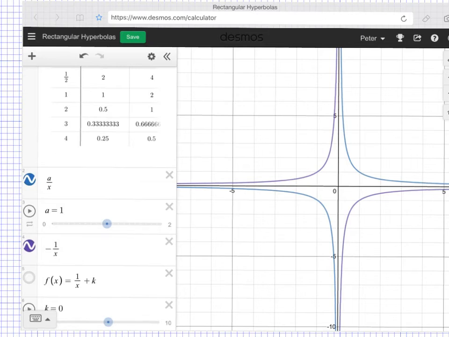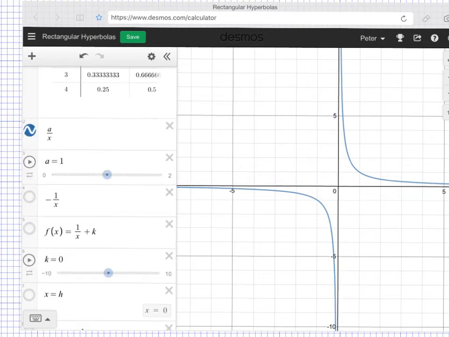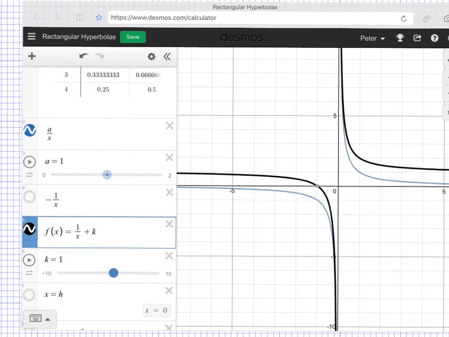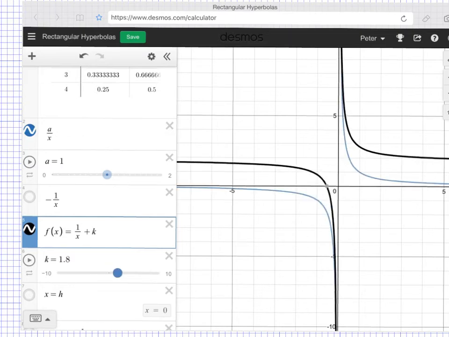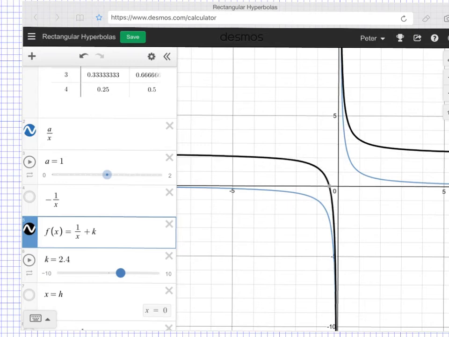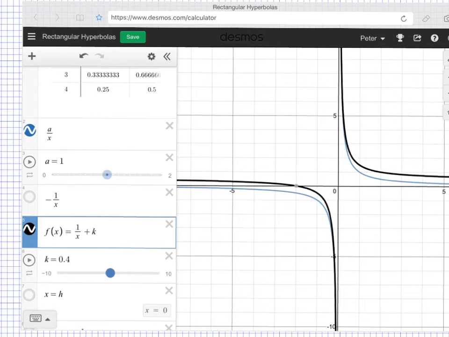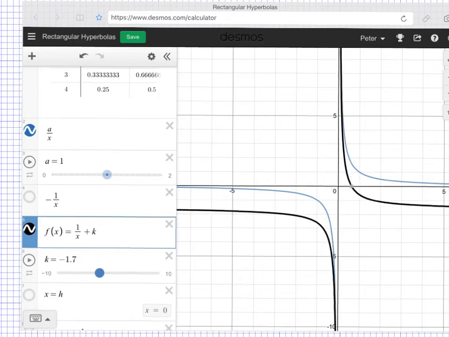All right, so now we're going to have a look at some translations, and I'm going to show you, first of all, 1 over x plus a value. All right, now I've put a slider in for that value so we can see what happens. So the first thing I'll do is move the slider so it's bigger than 0. And you can see the black line compared to the blue one has gone vertically up. If I move it smaller than 0, you can see it goes down.